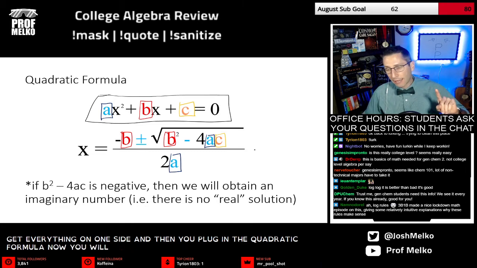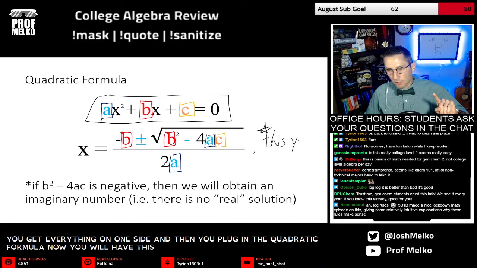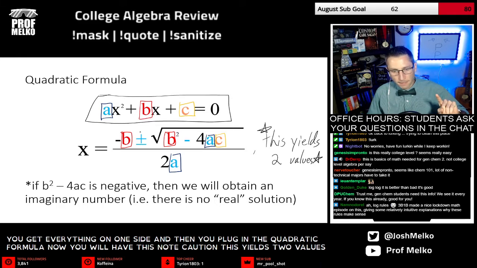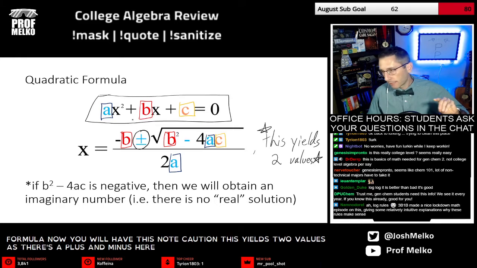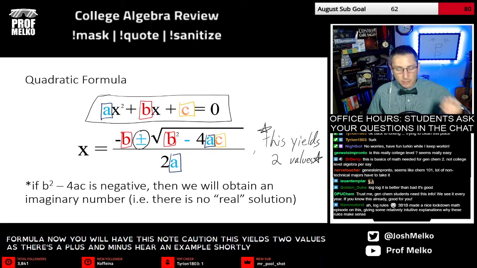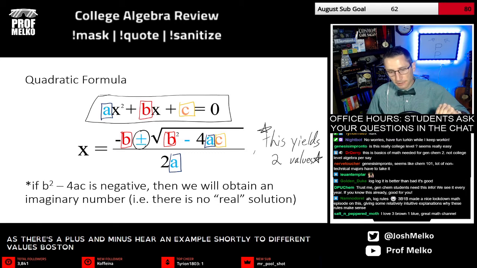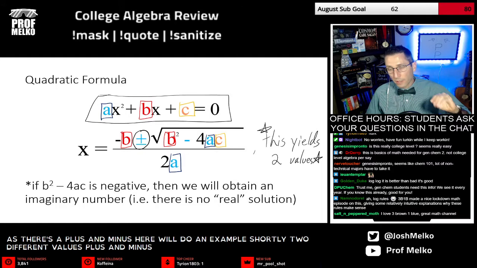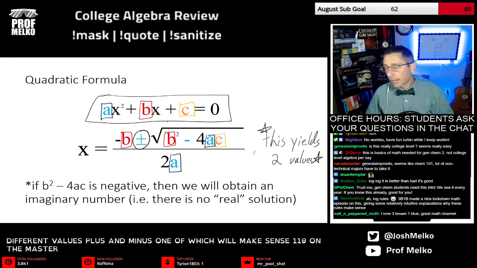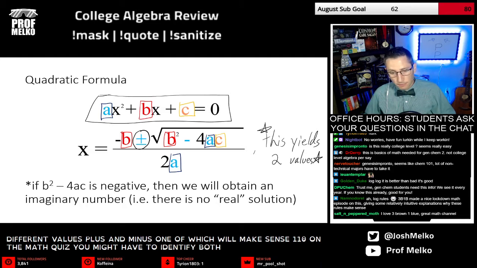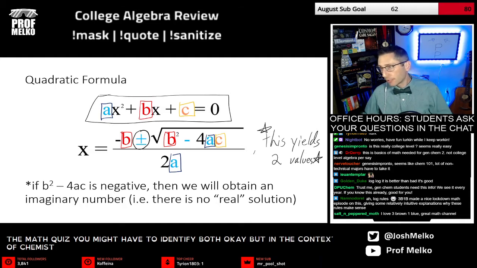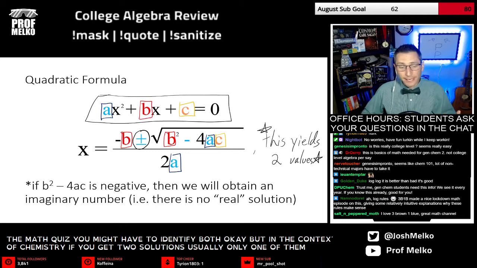Now, note, caution, this yields two values because there's a plus and minus here. And we'll do an example shortly, right? This yields two different values, plus and minus, one of which will make sense, one won't, okay? Now, on the math quiz, you might have to identify both, okay? But in the context of chemistry, if you get two solutions, usually only one of them will make any sense.